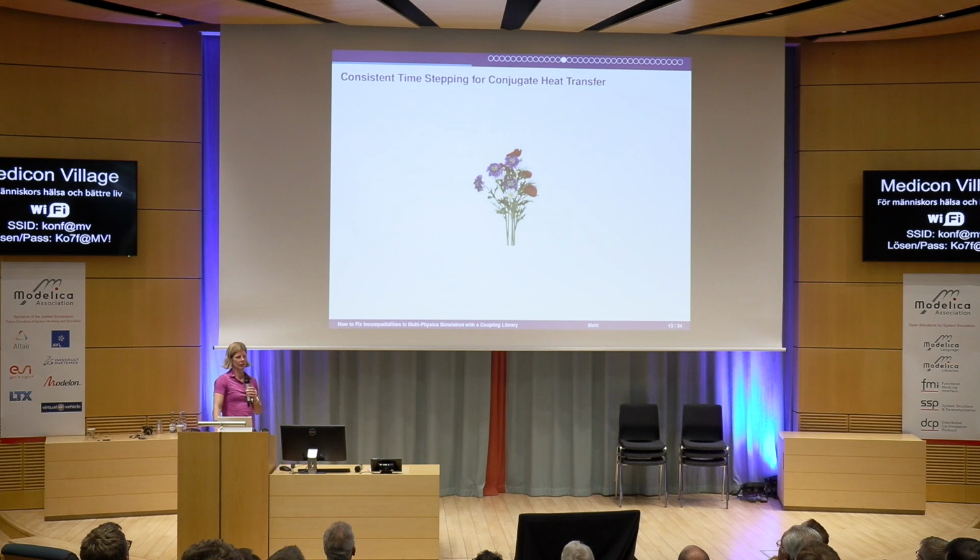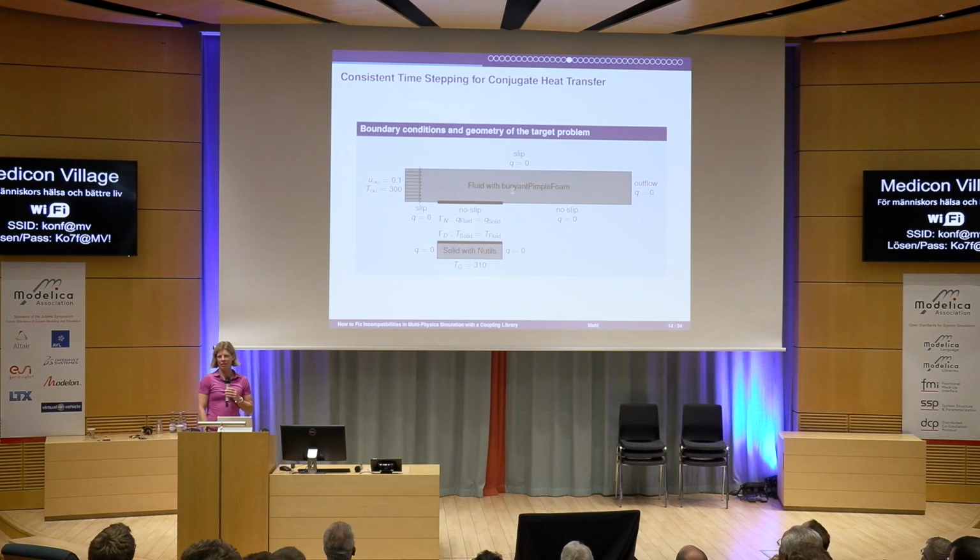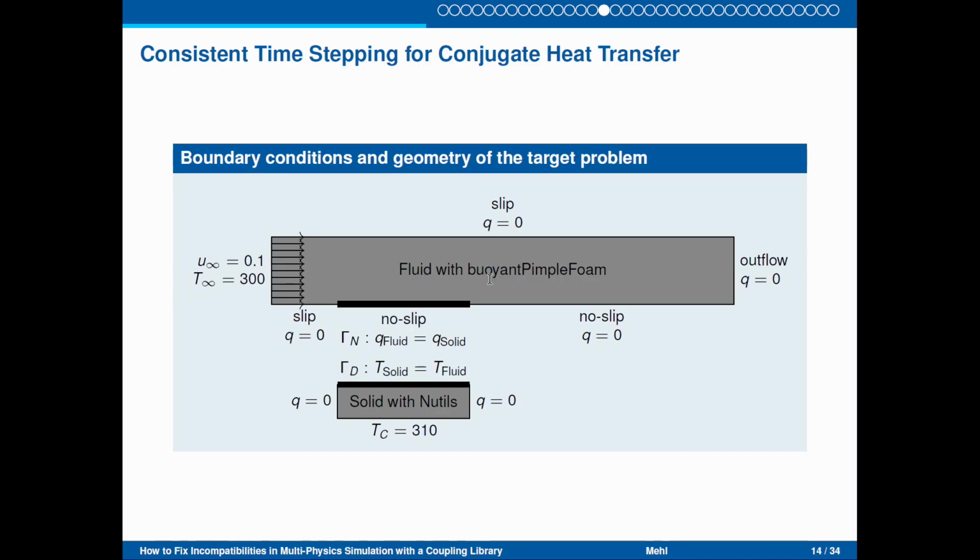So this was kind of the first one, a real world example. The next one is very academic. We have a fluid which we simulate with our favorite fluid solver. At some part of the bottom of this channel, we've attached a structure, and we calculate the heat transfer between the fluid and the structure. So this is not a deforming structure, but only heat transfer.